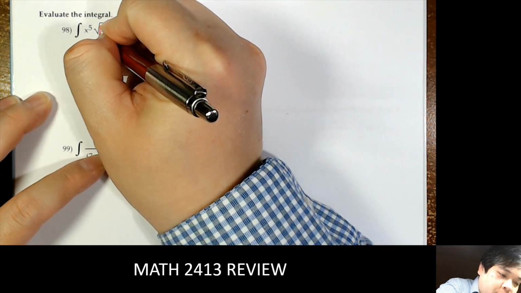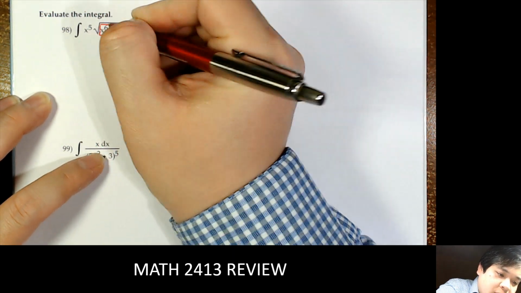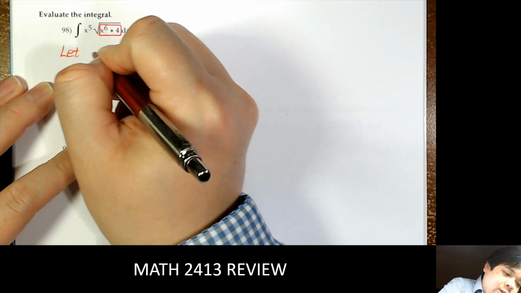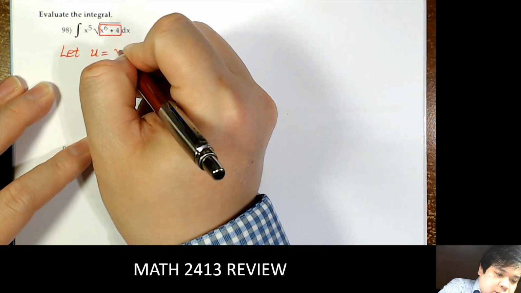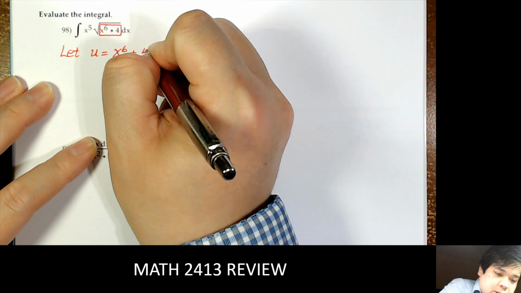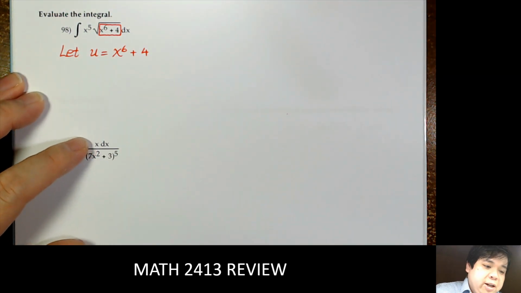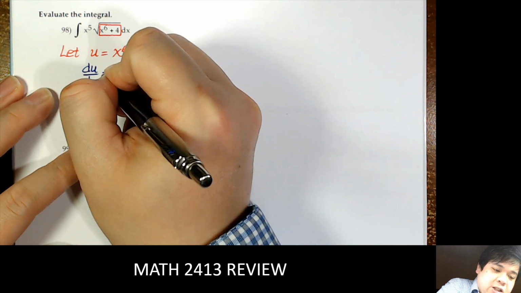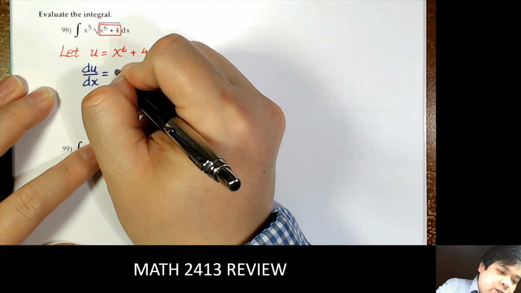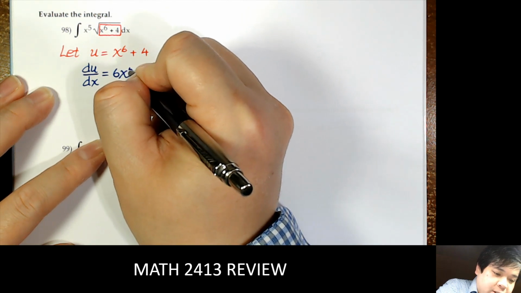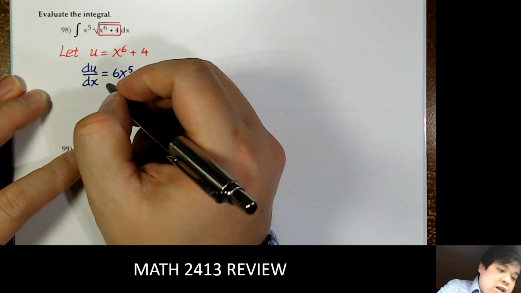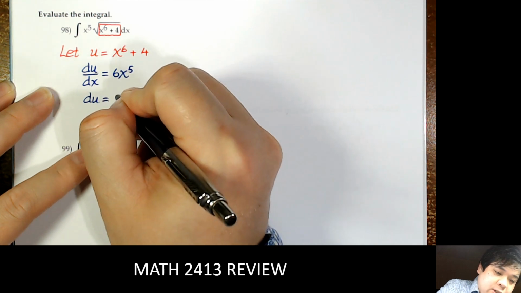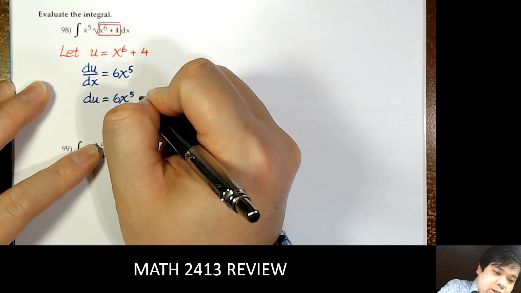So for the first problem, I will let u equal x to the 6 plus 4. And then we can check the derivative. We use du over dx as the notation. The derivative of x to the 6 is 6x to the 5th. And then we can multiply both sides by dx and then divide by 6x to the 5th. 6x to the 5th dx.